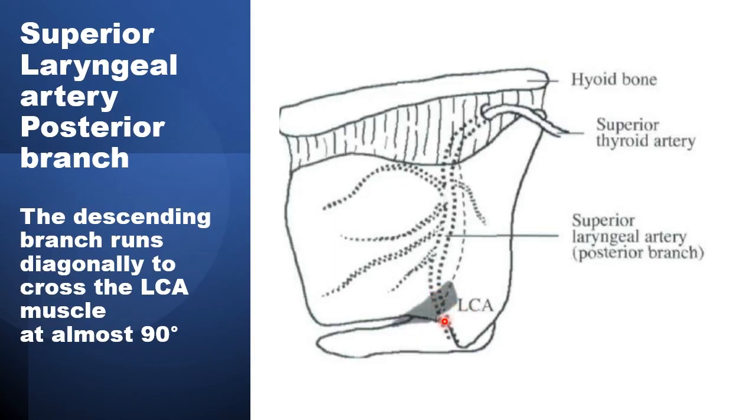So it comes into the field. Our window would be somewhere here, and it's important to identify and protect this branch to avoid troublesome bleeding that can be difficult to control through a tiny window.